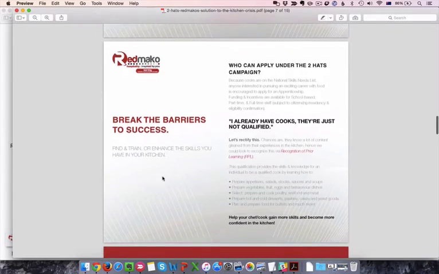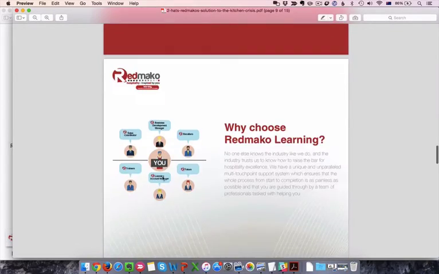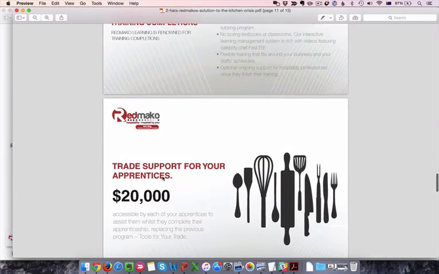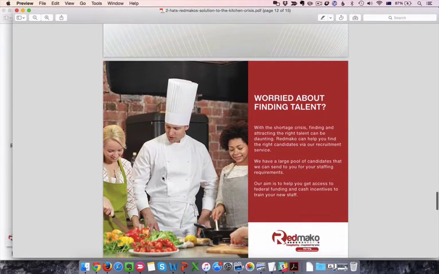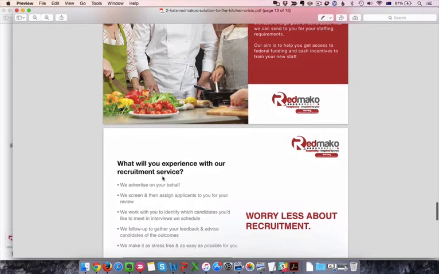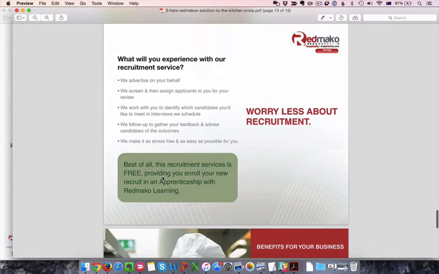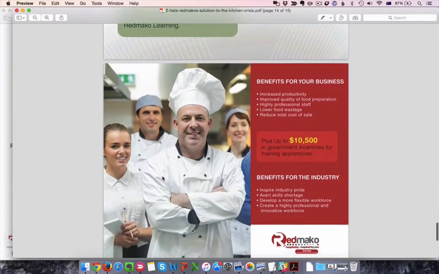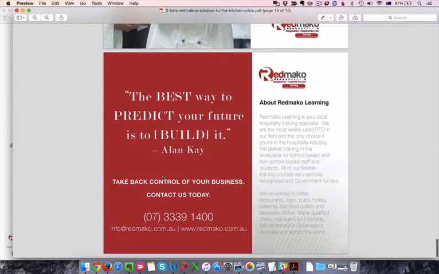And the purpose, I guess, after they read this ebook, or the desired action, is for the cafe or restaurant owner to then call Red Mako and say, look, I'm interested. Can we talk? How does this all work? And then they'll sell the service. So they've sort of gone for that two-step approach, giving away the ebook first, and then nurturing and educating the prospect, and then getting them to request further information.